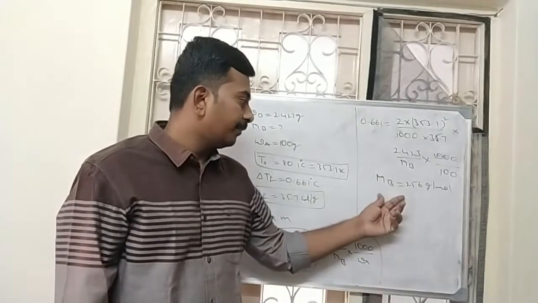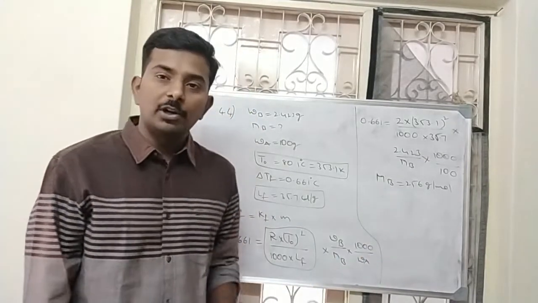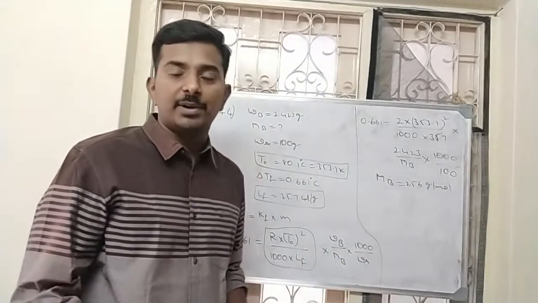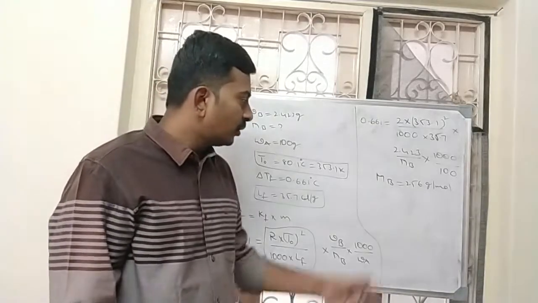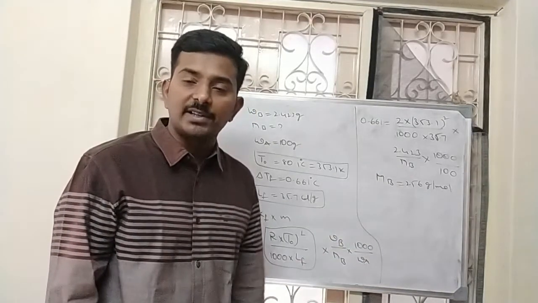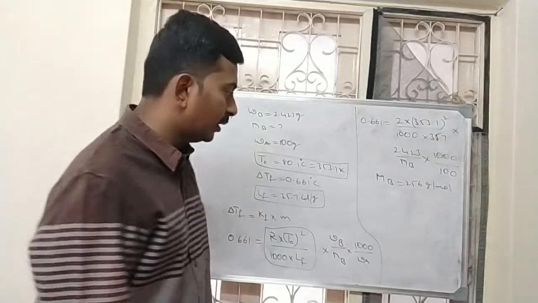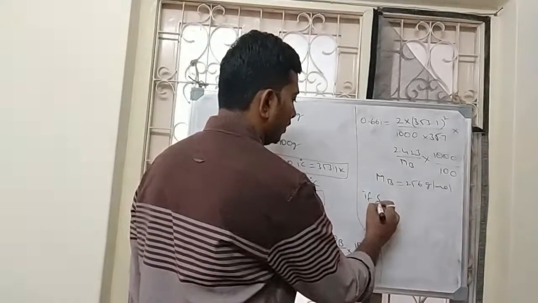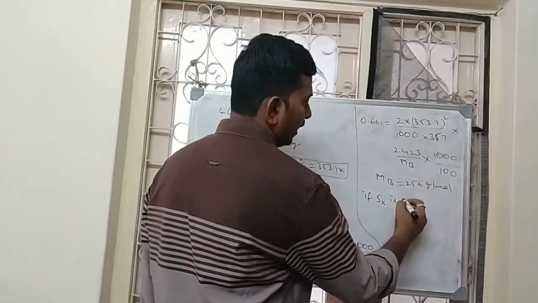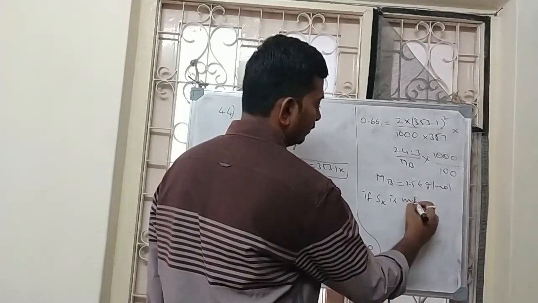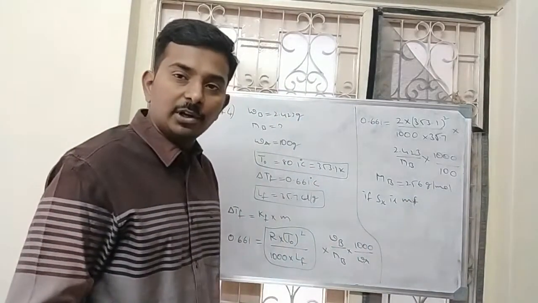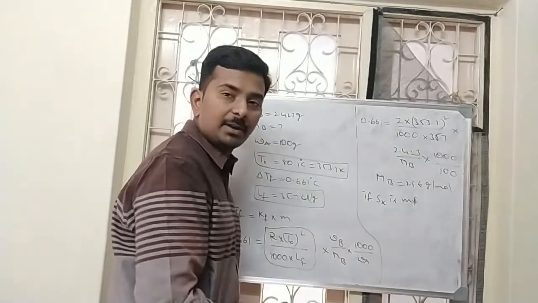But what they are asking is the molecular formula. Molecular formula means how many sulfur atoms are present in it, because sulfur is an element. So we need to calculate how many sulfur atoms are present in that molecular formula. Suppose Sx is the molecular formula, let us assume. If Sx is the molecular formula, that means x atoms of sulfur are present here.